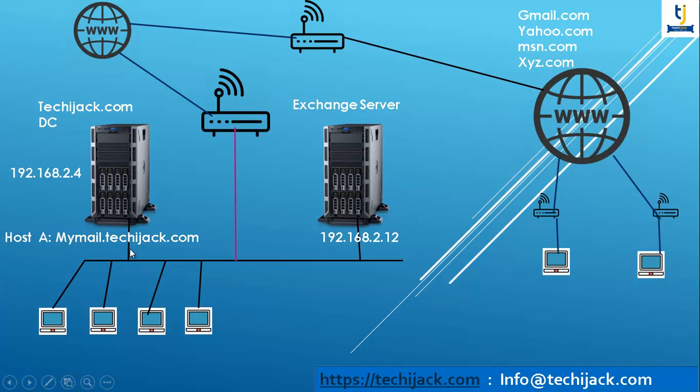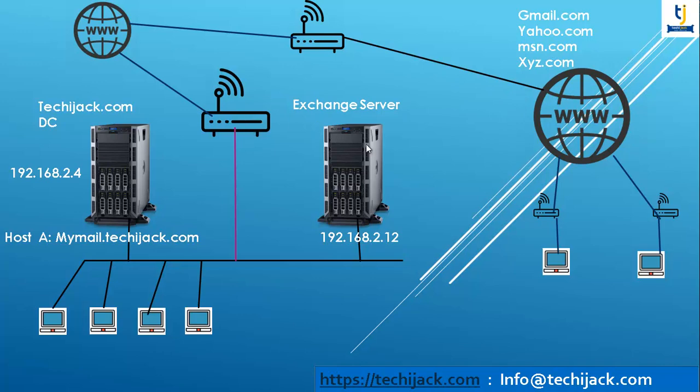So what we have to do is create an MX record for our external DNS domain, so that if anyone sends email to techijack.com, it can be routed to our Exchange server, the query can be resolved for mymail.techijack.com, and they can find our server so that our server can receive that email. One more thing to notice is that I have a public IP configured on my router, and I will map the MX record and point it to my public IP.